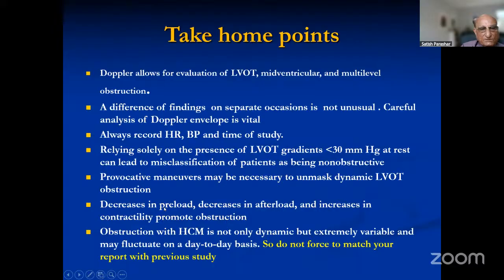Decreases in preload, decreases in afterload, and increase in contractility promote obstruction. So obstruction with HCM is not only dynamic but extremely variable and may fluctuate on a day-to-day basis. So do not force yourself to match your report with the previous study or ask who had it done, because it can vary also.